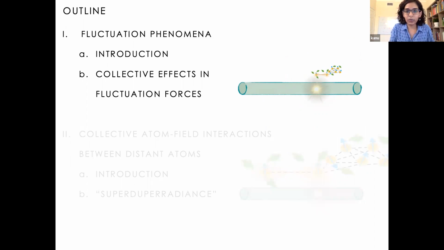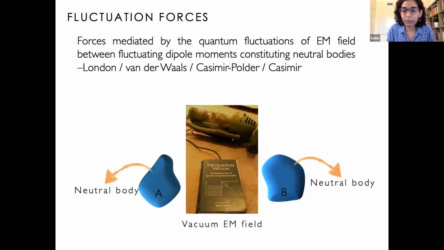All right, so let's start with some background on fluctuation forces. Fluctuation forces go by several names. So London, van der Waals, Casimir, Casimir-Polder, and they're all essentially the same thing. And I should mention that Ryan is an expert on fluctuation forces. So if you have any questions, I'm going to defer them to Ryan in the audience as well.